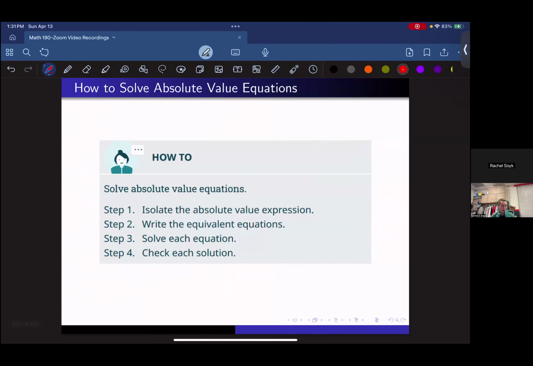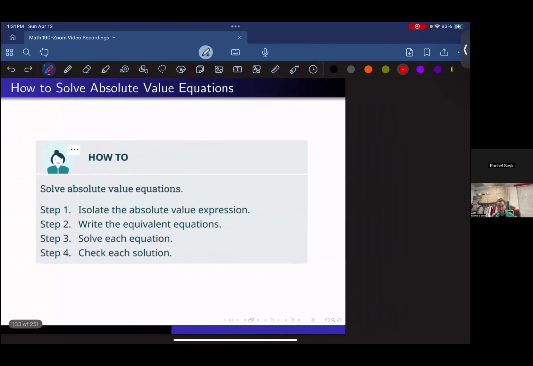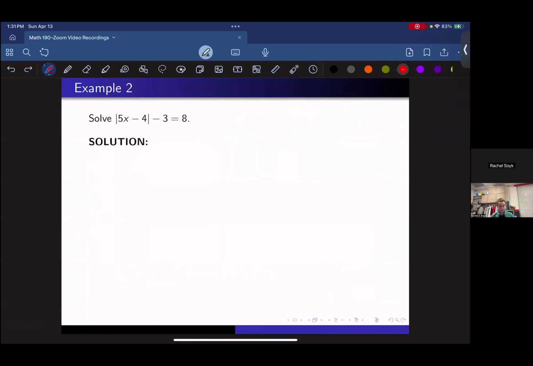So this next slide talks about how to solve absolute value equations. And we have the step-by-step procedures, but we'll run through them together on our next slide. So in example 2, our first step is to always get your absolute value all alone.